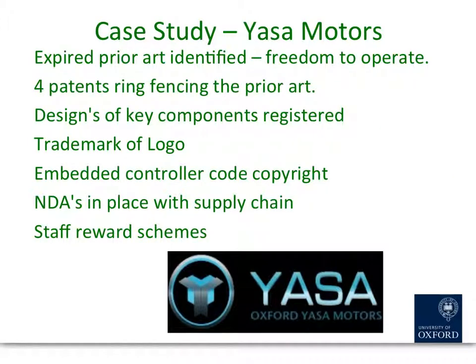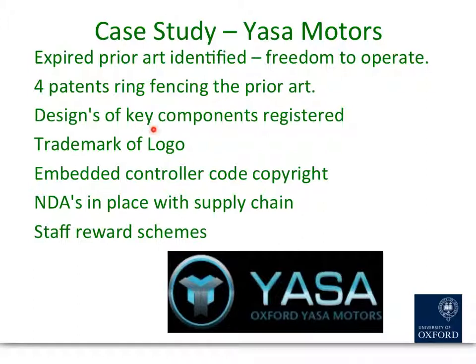So an example of using IP. It's a particular case where I was involved in setting up Yasa Motors. We discovered that there was indeed some prior art in the area. However, it had expired and therefore there was freedom to operate in the key core technology. In order to protect oneself, 4 patents were produced which ring-fenced that prior art. In other words, it made it difficult for people to use that prior art in a way which was effective.